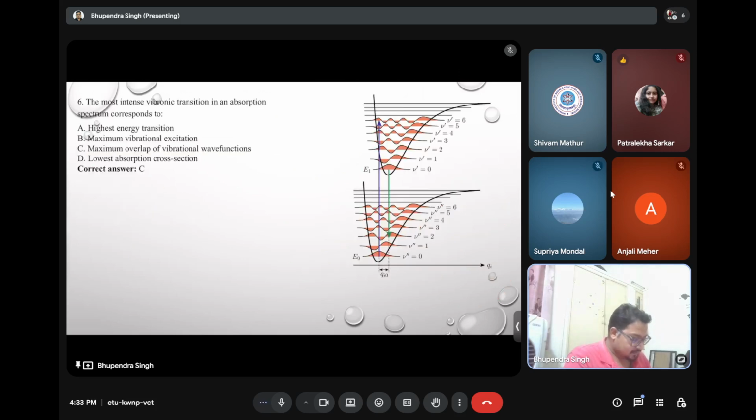Moving to a new question. The most intense vibronic transition in an absorption spectrum corresponds to this. You have to tell me what is the principle behind it. Why is this question coming? What is the approximation of the Franck-Condon principle? First, tell me what is the Franck-Condon principle.